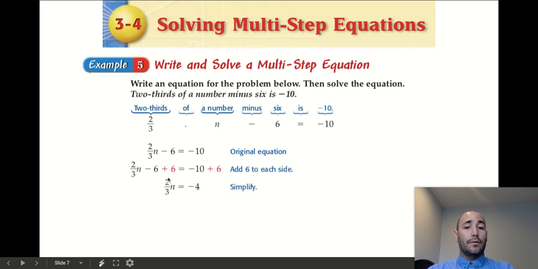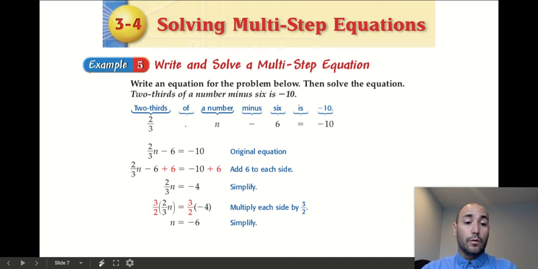And then remember with the fraction, the easiest way to deal with that is by multiplying by the reciprocal. So I'm going to multiply by 3/2 on both sides. When I do that, these fractions would cancel out here, leaves me with n. And on this side, 3/2 times negative 4. Again, you can make it into negative 4/1, multiply across, and it's going to simplify to negative 6. So that would be the solution.